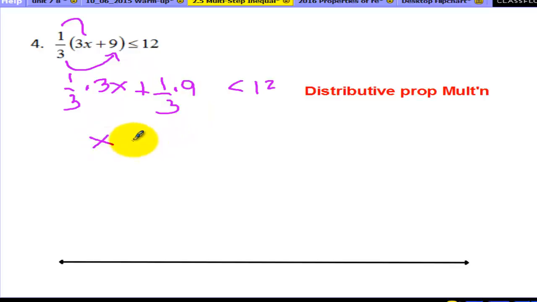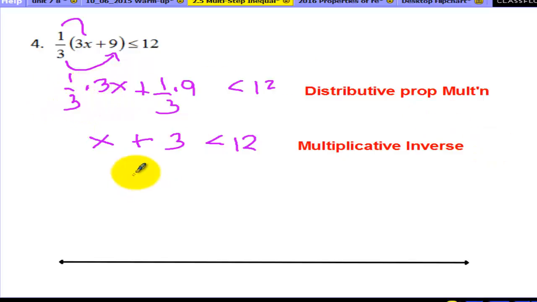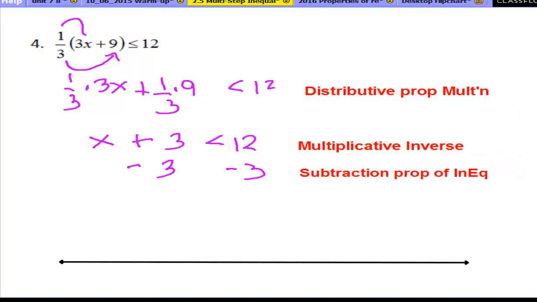1/3 times 9 is equal to 3. That's just 1 times 9 is 9 divided by 3 is 3. Okay, so that's our multiplicative inverse. Again, it's because we were able to cancel the 3 and the 3. Next, I'm going to use the subtraction property on both sides of the inequality. So subtraction property, and then cancel out 3 and negative 3. X is less than 9. So that's your additive inverse.